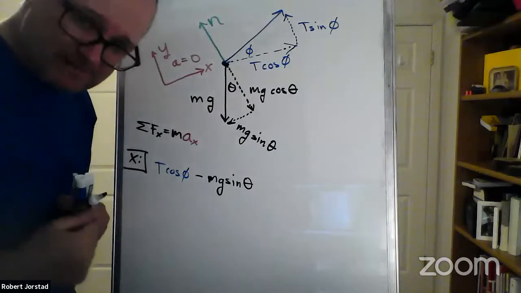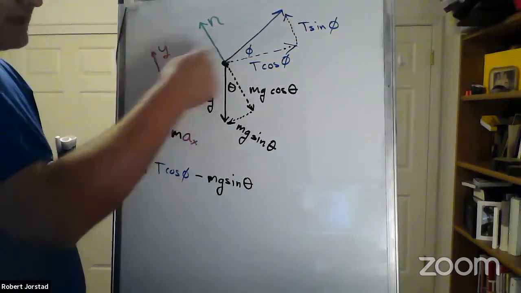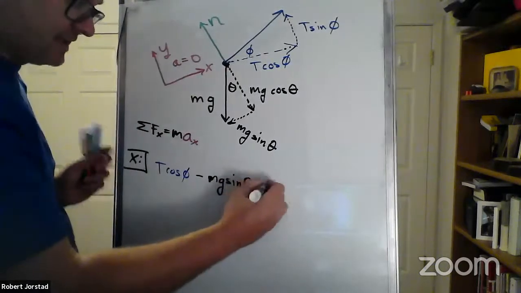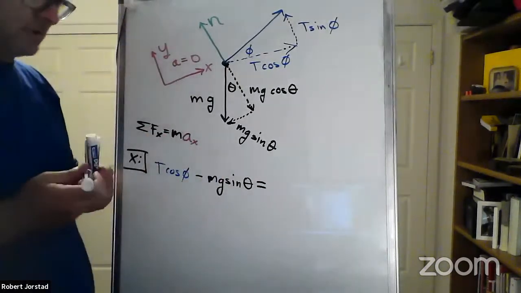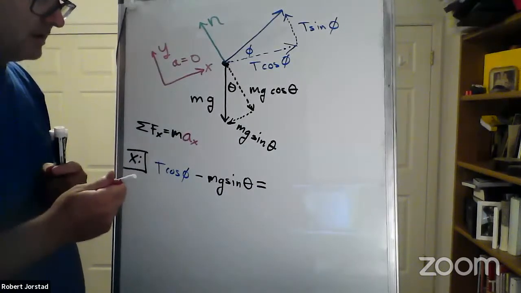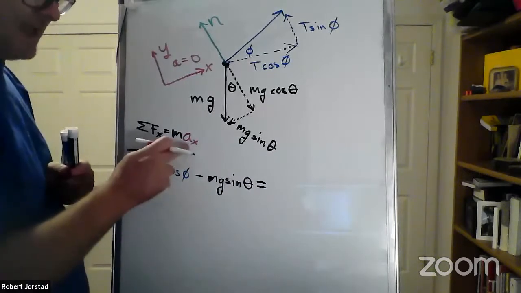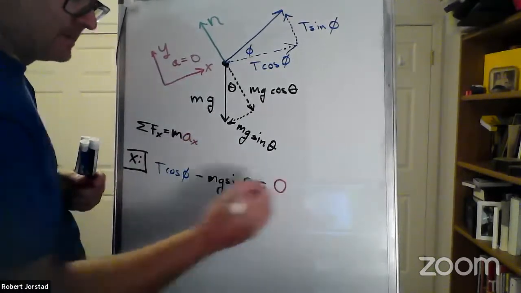I think that's it, right? These two are the only ones that match up to that x-axis. So all this, in this particular case, is equal to what? Zero, because A happens to be 0. Got it.